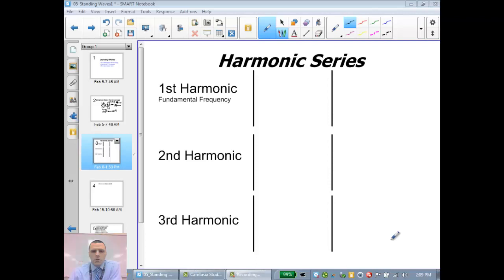Okay, so hopefully you got to see the different harmonics in a harmonic series for standing waves, and what I want to do is just draw each of them right now. Here we have the first harmonic, also known as the fundamental frequency, and it's the lowest frequency that you could possibly have to create a standing wave. And standing waves don't always occur at every frequency, so this is the lowest possible one.